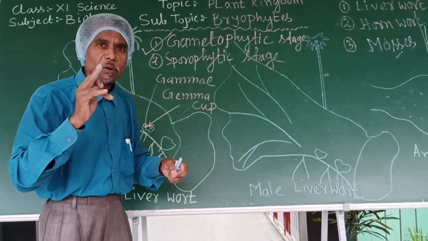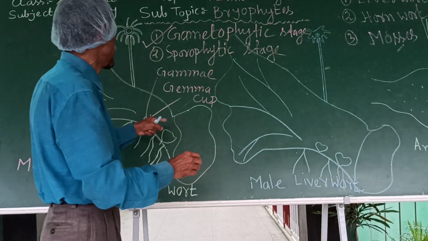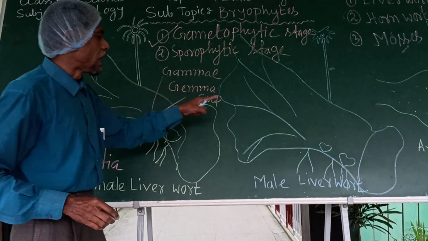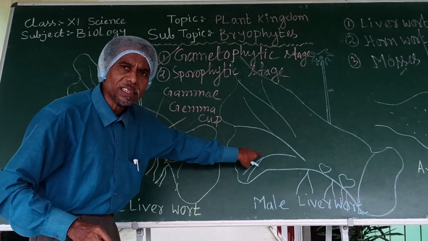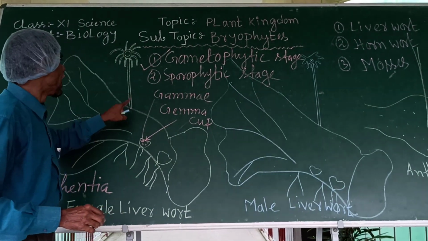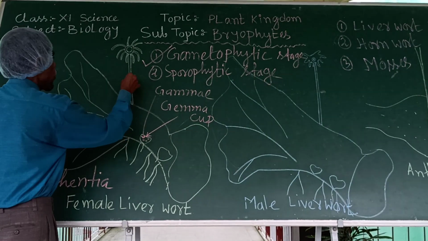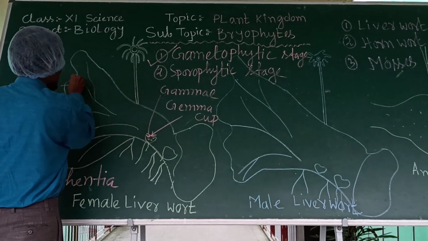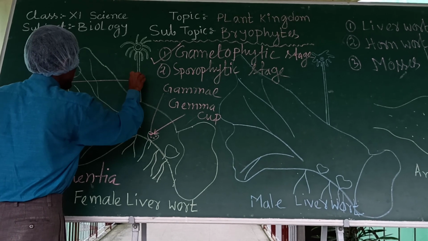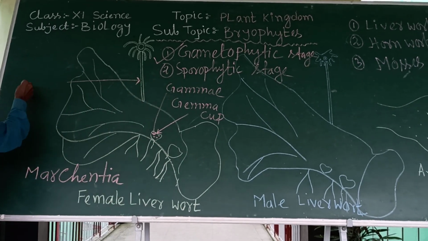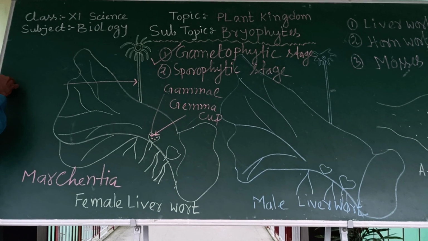But during sexual reproduction, the female and the male thallus produce an erect structure. In the case of female, this structure is called archegoniophore.